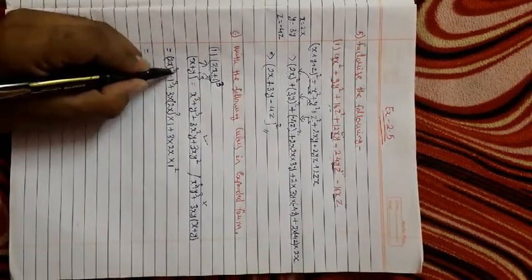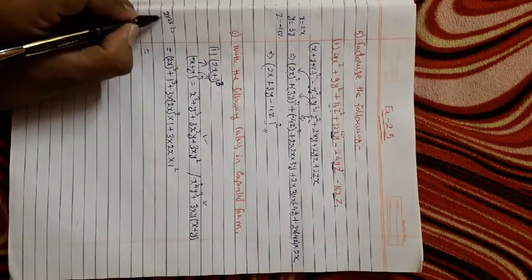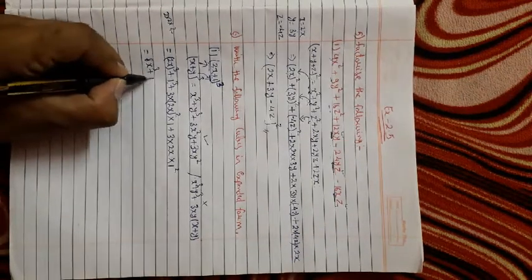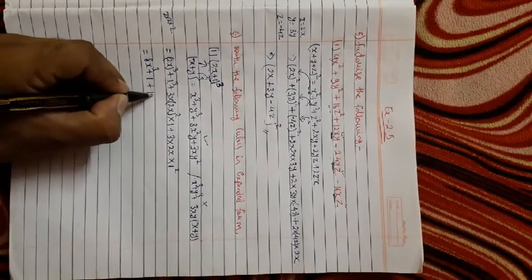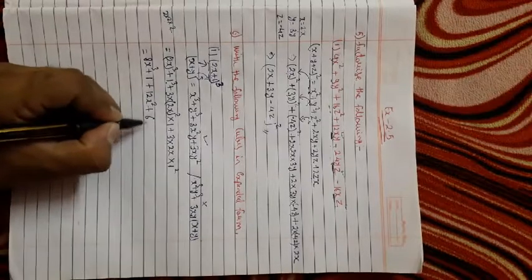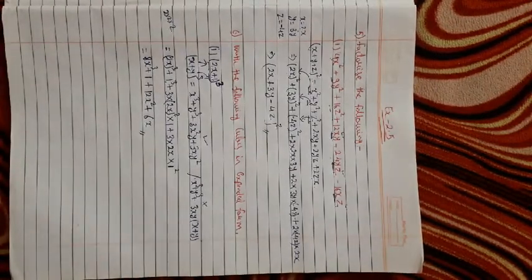Now 2x cube: 2 cube becomes 2 into 2 into 2, which is 2 to the power 4, 4 to the 8, so 8x cube. Plus 1 cube becomes 1 plus 2 square 4, 4 into 3, 4 threes are 12x square, and 3 to the 6x. So this is our answer.